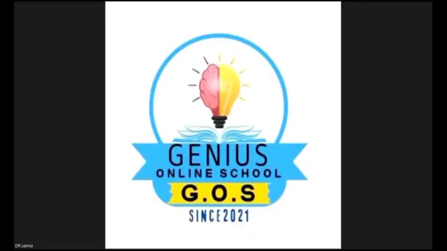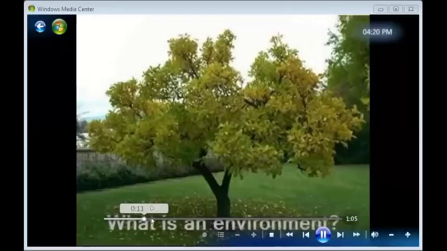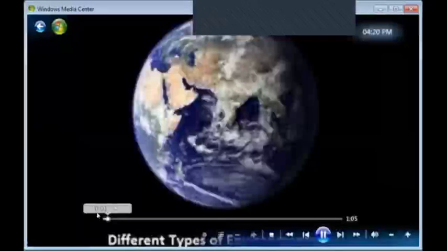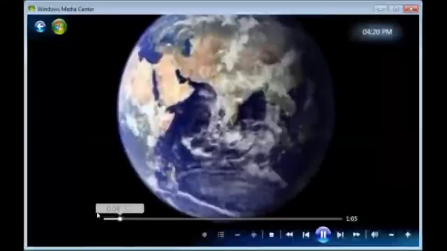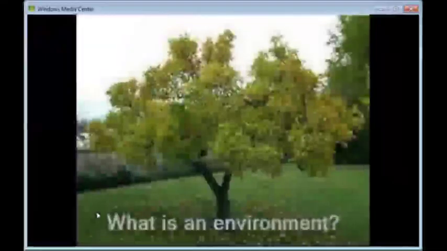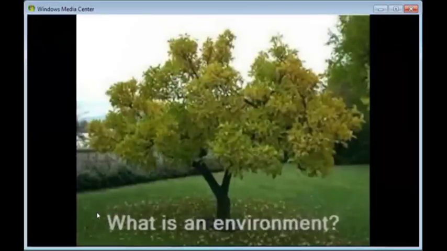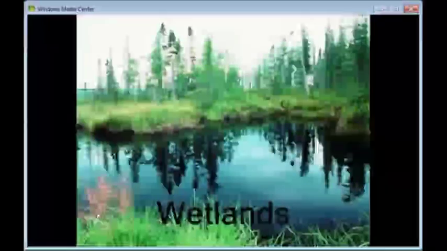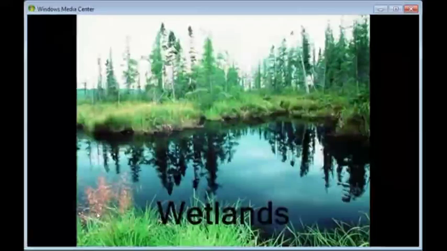Today we will talk about the different types of environments. What is an environment? An environment is a collection of all the animals and plants in a specific area of land or water. The first environment is called wetland.